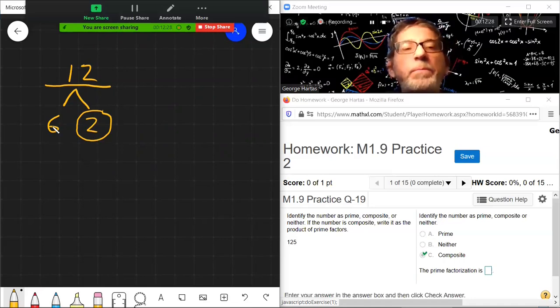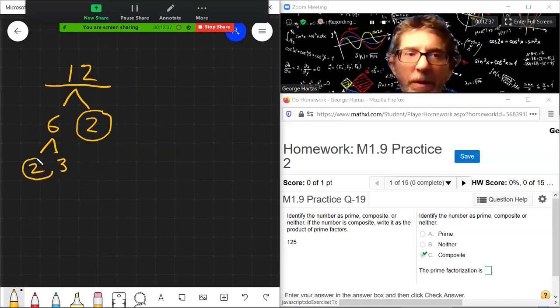So let's look at the number 6. What times what is 6? We know that 2 times 3 is 6. 2 is a prime number because it cannot break down anymore, and 3 is also a prime number. There it is. So once you reach the point where all you have are circled numbers, which represent prime numbers, then you're done doing prime factorization.